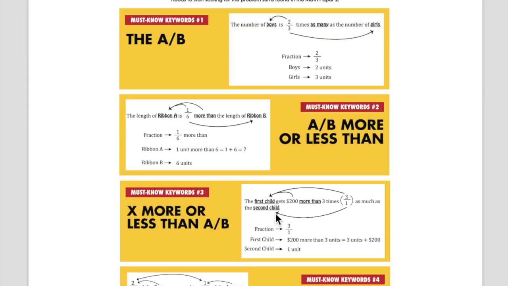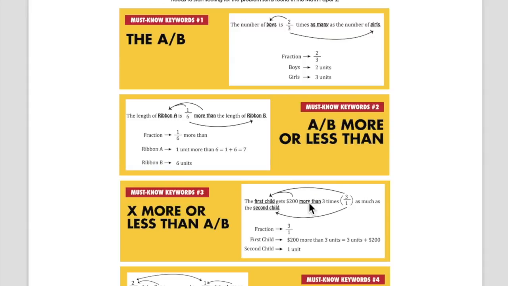Now, which tells you what? It's very similar to the A over B, remember? Because the first child is the entity A and the second child is the entity B. So therefore, first child is 3 units, second child is 1 unit, and then you add back or you subtract whatever is the X. So for example, in this case, it would be 3 units plus $200 because it says $200 more than. If you had said $200 less than, then you have minus, right? So it would be 3 units minus $200 if that's the case.